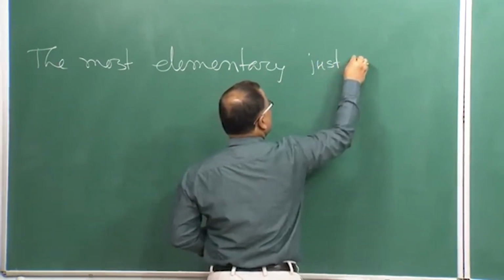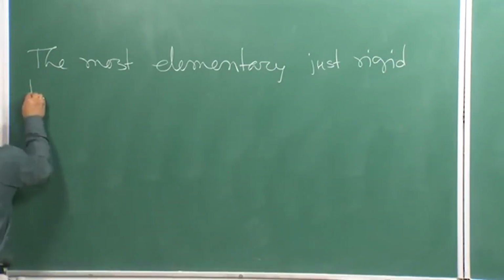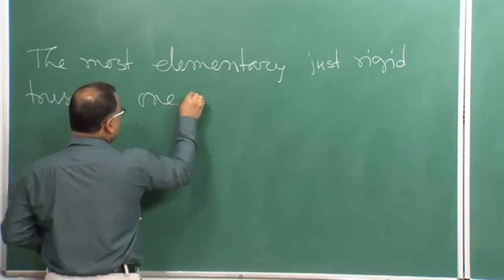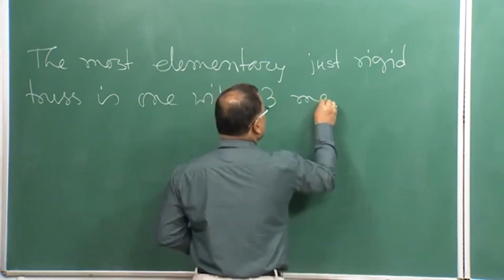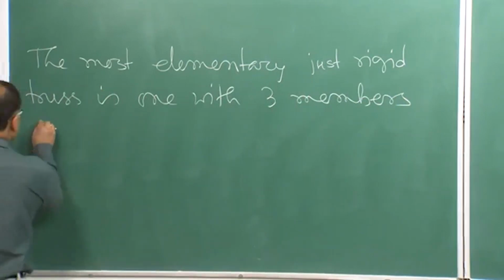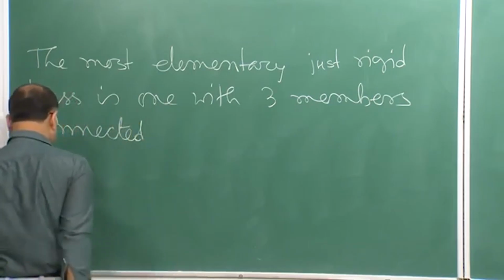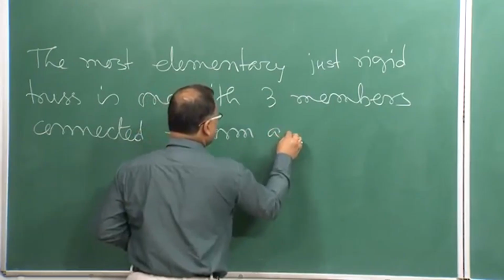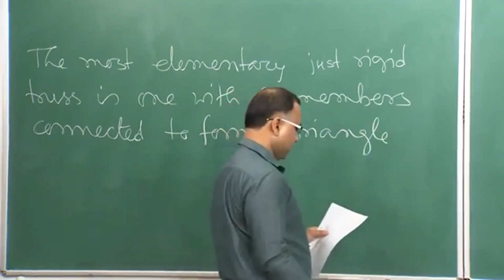just rigid truss is one with 3 members connected to form a triangle. Okay.